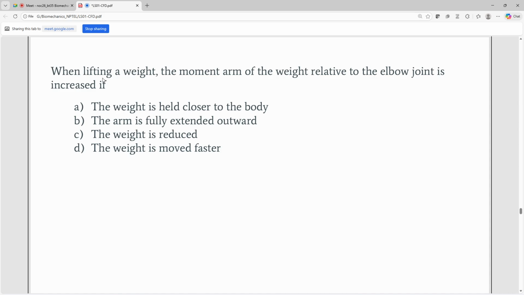The question is asking, when lifting a weight, the moment arm of the weight relative to the elbow is increased if option A, the weight is held closer to the body. Option B, the arm is fully extended outward. Option C, the weight is reduced. Option D, the weight is moved faster. Try to answer the question.